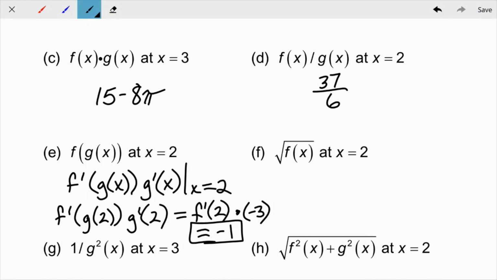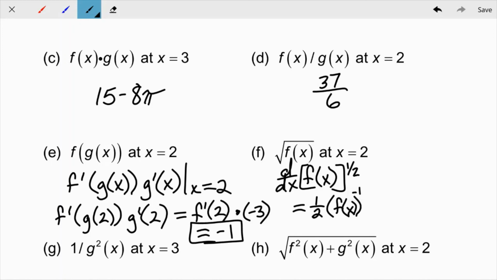Let me just show you one more derivative. I'm not going to show you the whole problem, but this next one we have the square root of f of x. So remember, that's essentially f of x raised to the 1/2 power. So if I were to take the derivative of that with respect to x, first I would do my power rule, 1/2 now times f of x raised to the negative 1/2 power.